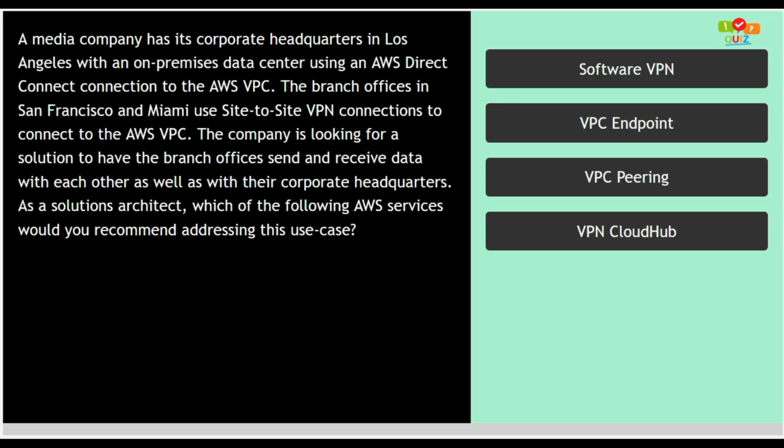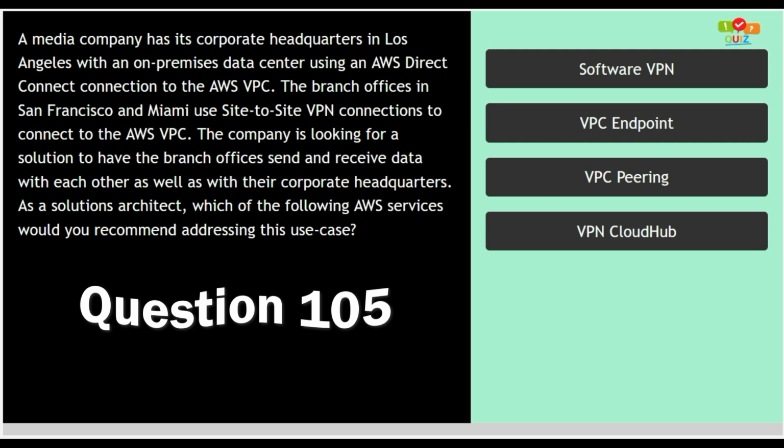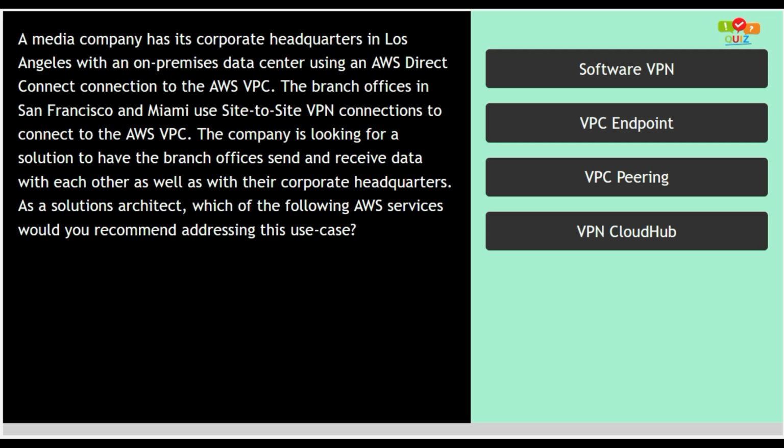A media company has its corporate headquarters in Los Angeles with an on-premises data center using an AWS Direct Connect connection to the AWS VPC. The branch offices in San Francisco and Miami use site-to-site VPN connections to connect to the AWS VPC. The company is looking for a solution to have the branch offices send and receive data with each other as well as with their corporate headquarters. As a solutions architect, which of the following AWS services would you recommend to address this use case?